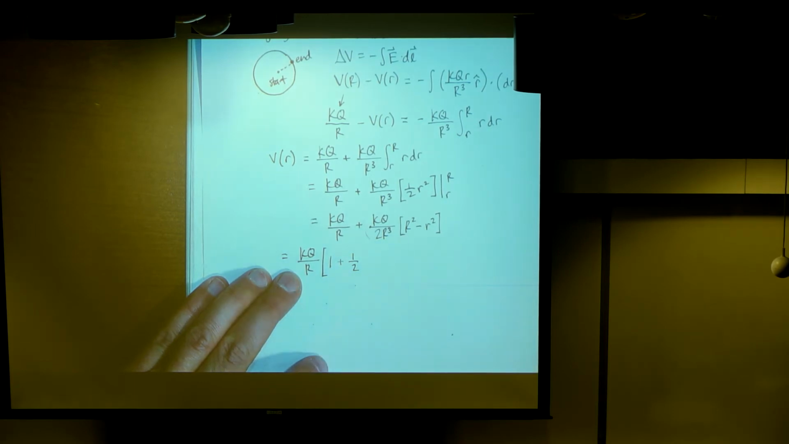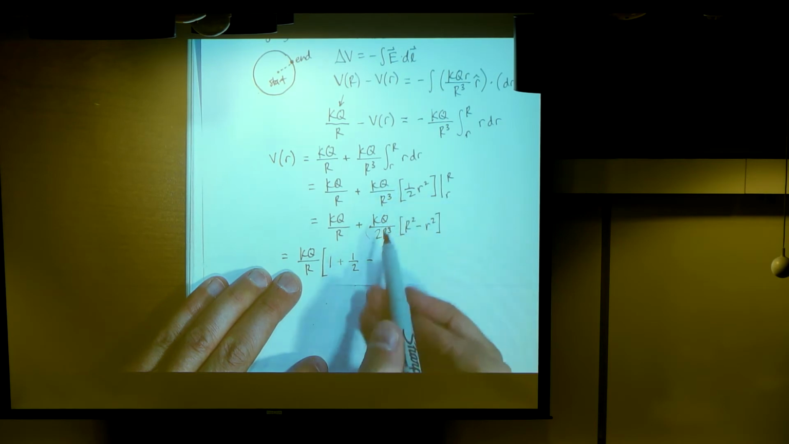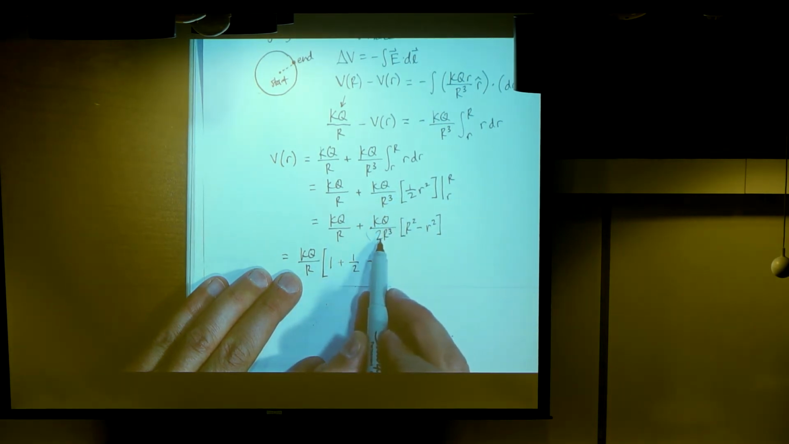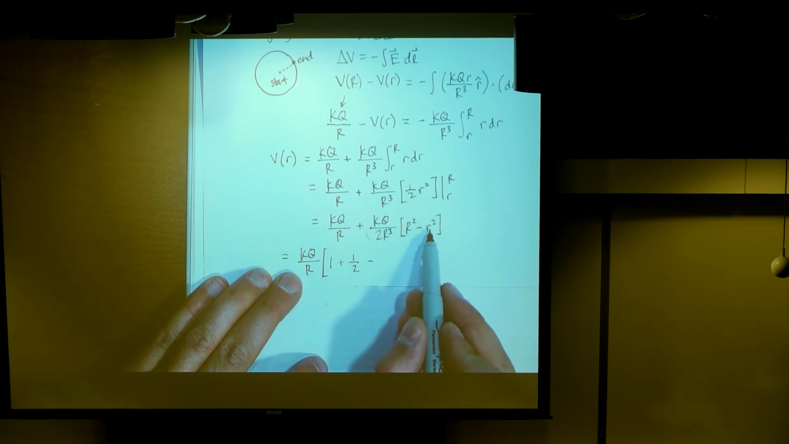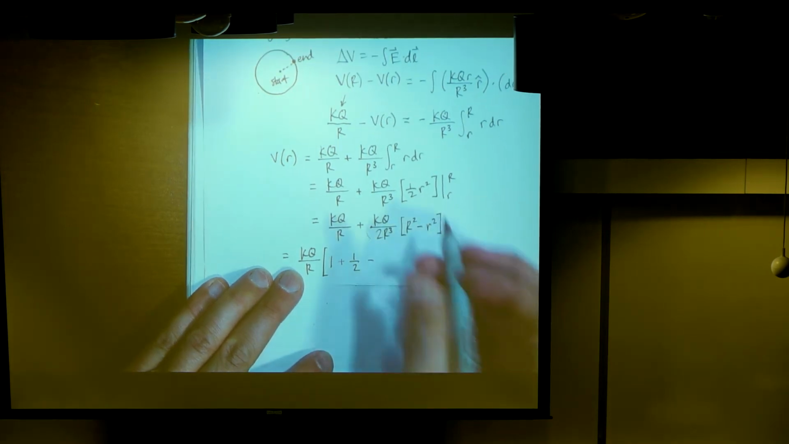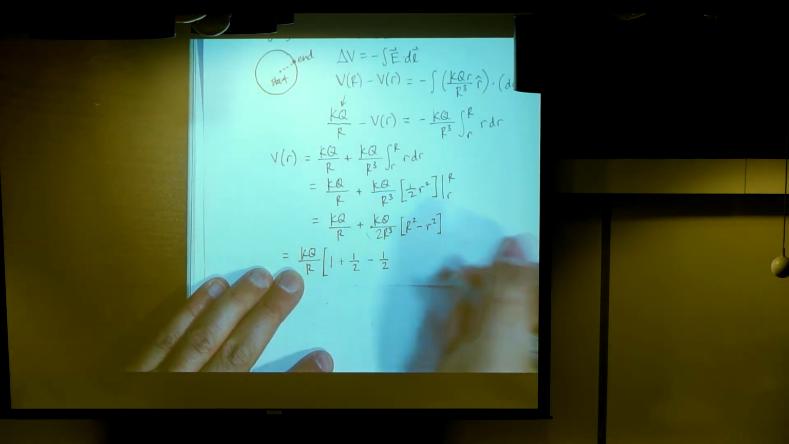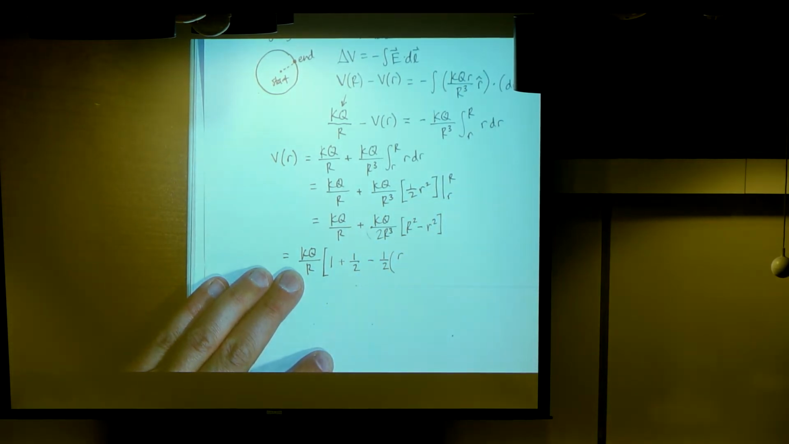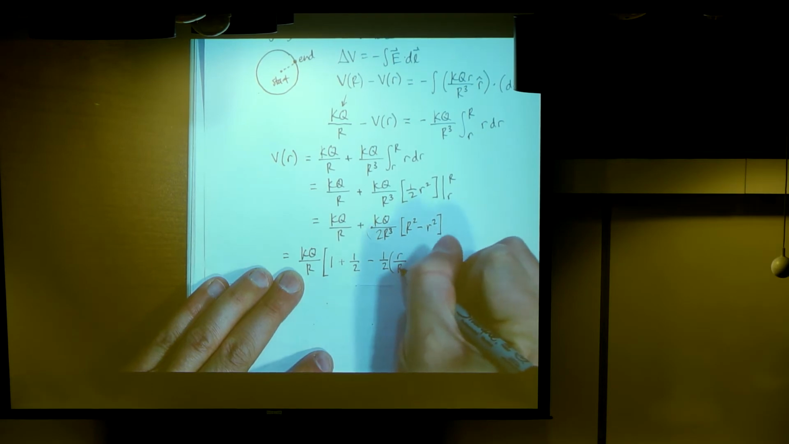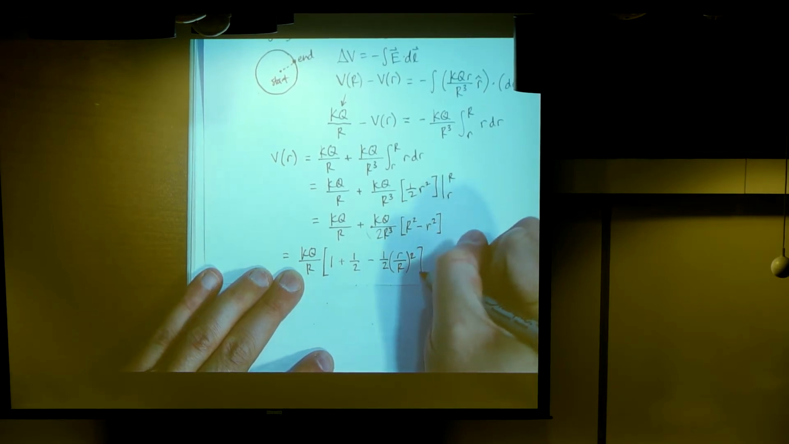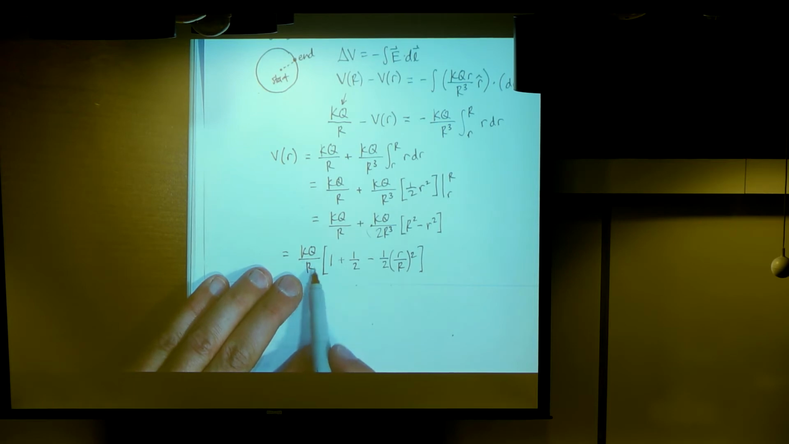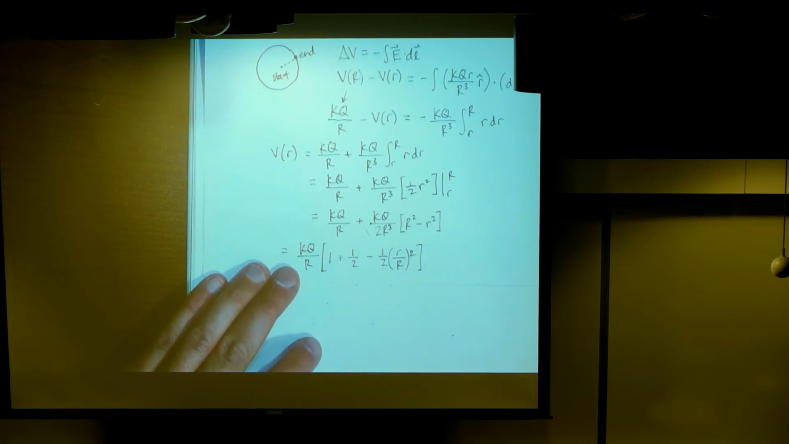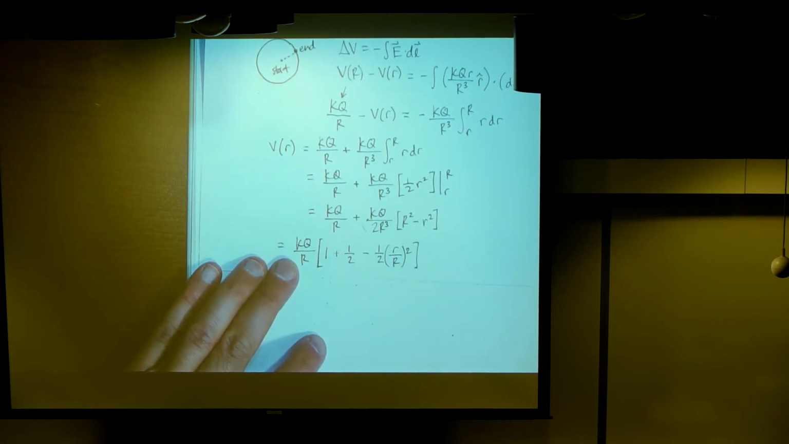And then the last one, again, I have KQ divided by 2 big R cubed, and then minus little r squared. I can factor that all together. Common factor that appears in the parentheses is a half little r over big R squared. Okay, so this is just a nice way of factoring out this common term from all of these. Okay? Any questions on how that works?